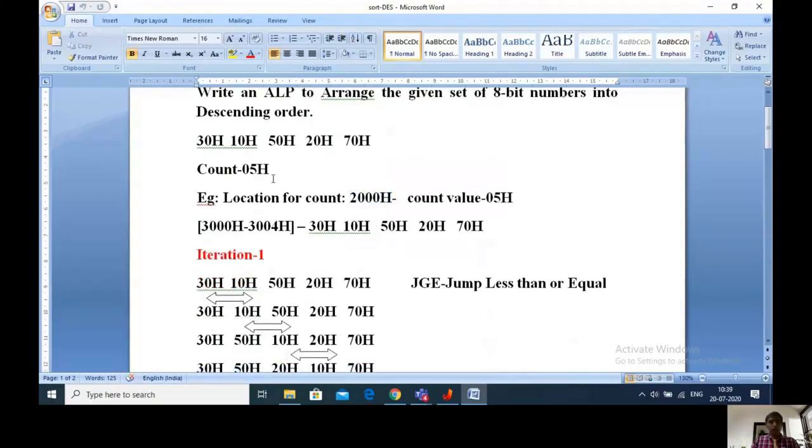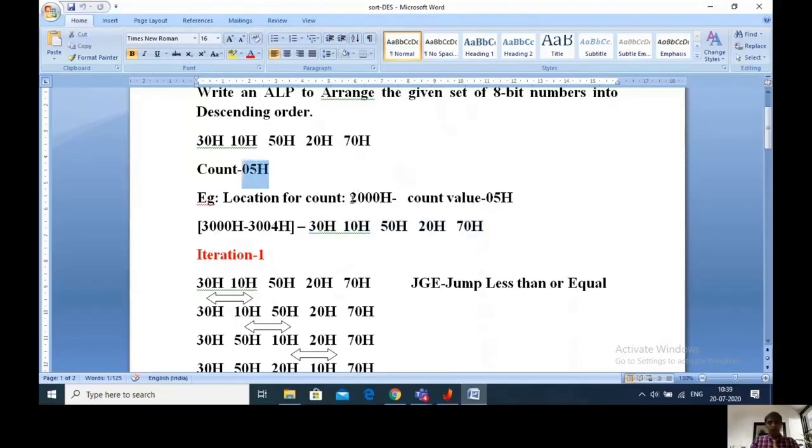Later I am selecting 5 locations, starting from 3000 to 3004. These five locations contain our example numbers. 30H is the first byte, 10H is the second number, and like that 70H is the fifth byte. So locations 3000H to 3004 contain our numbers, from 30H to 70H. Five bytes are available in memory locations 3000 to 3004, and our count is 5.